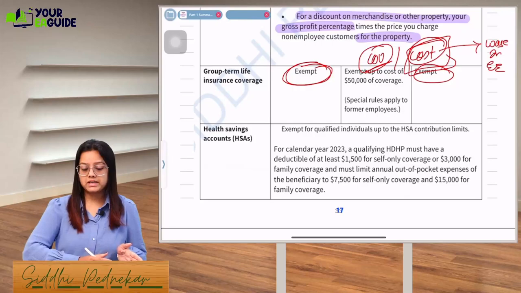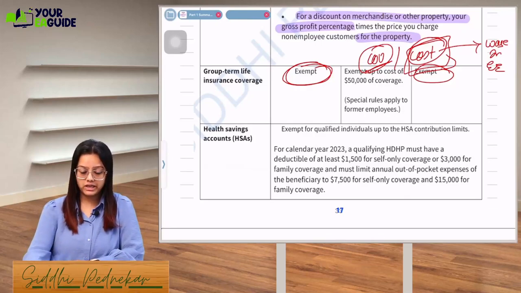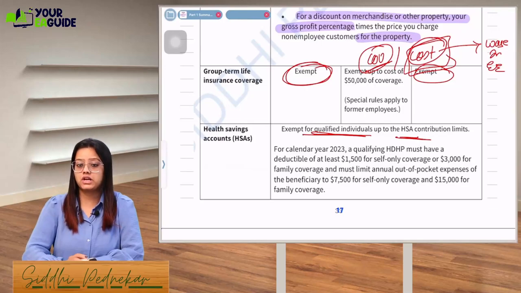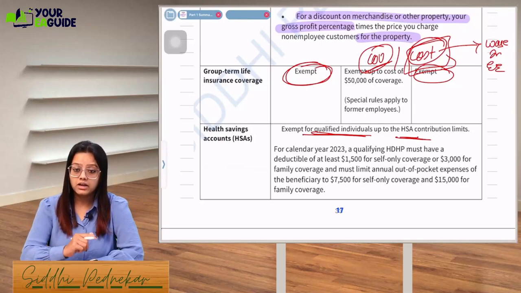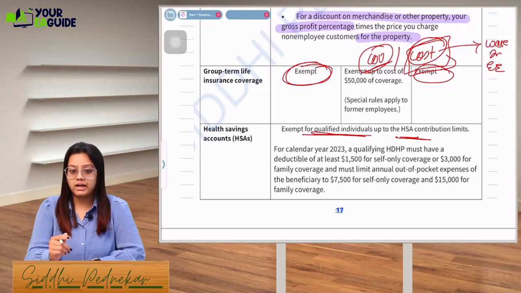Next is health savings account. If the employer is providing a health savings account for the employee, then it is exempt for qualified individuals up to the HSA contribution limit. We'll see that when we do the HSA topic, right? Additional adjustment to income, we'll see that topic in the adjustments to income.